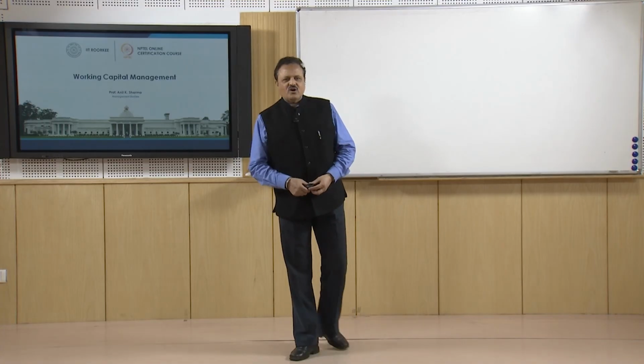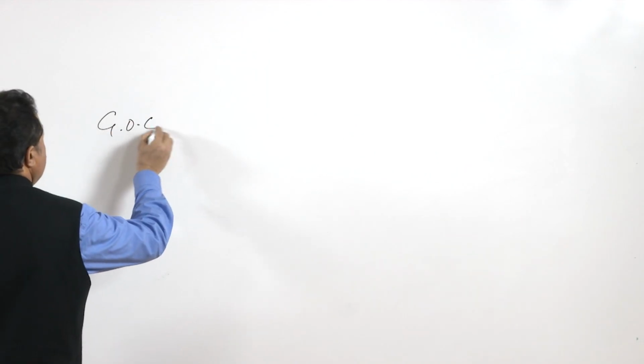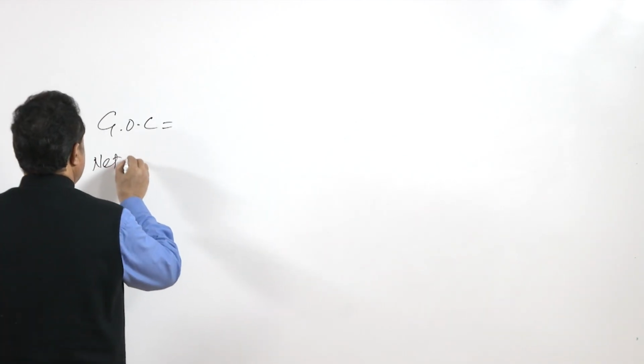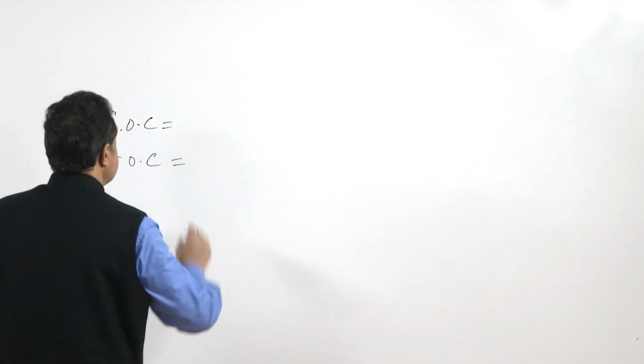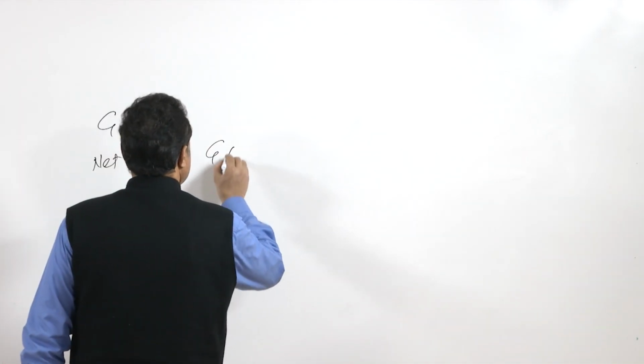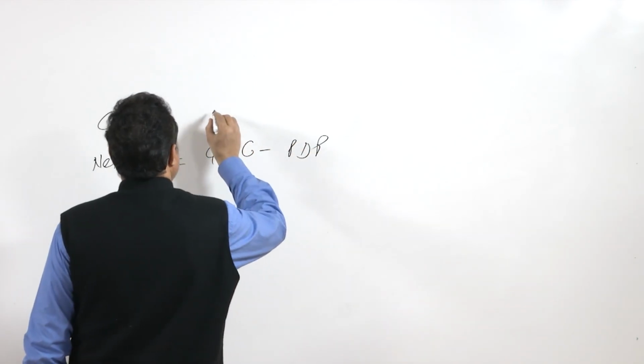So when you call it the operating cycle, we have 2 kinds of operating cycles: gross operating cycle and net operating cycle. First is the gross operating cycle, that is GOC, and then we have the net operating cycle, NOC. So what is the net operating cycle? That is GOC minus PDP.